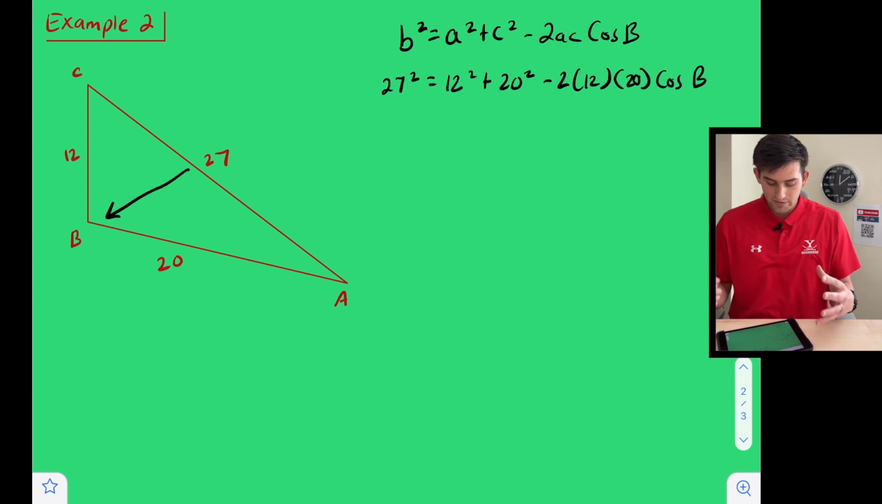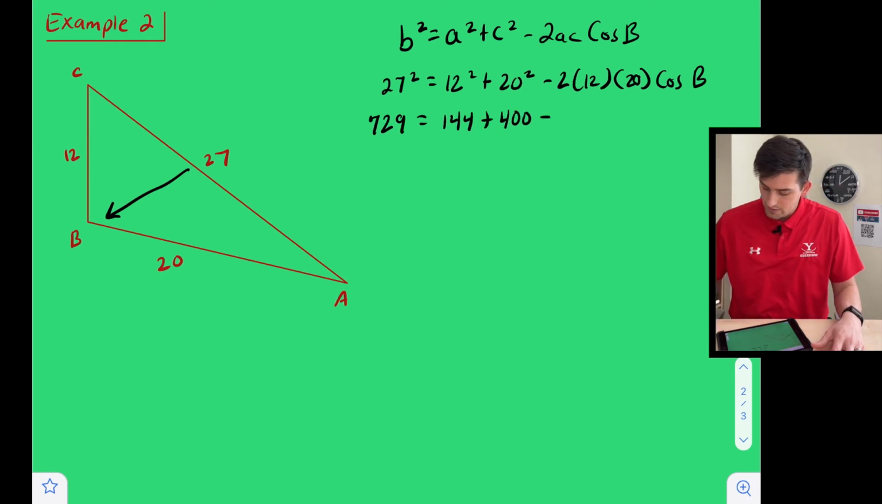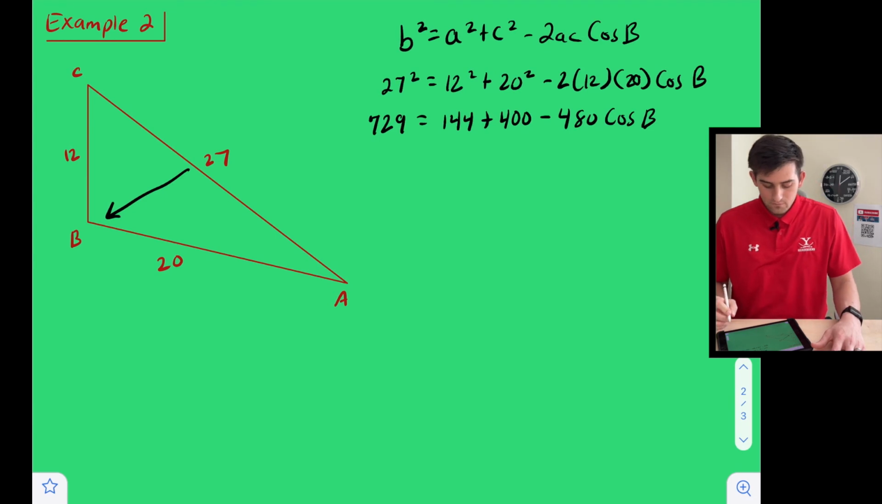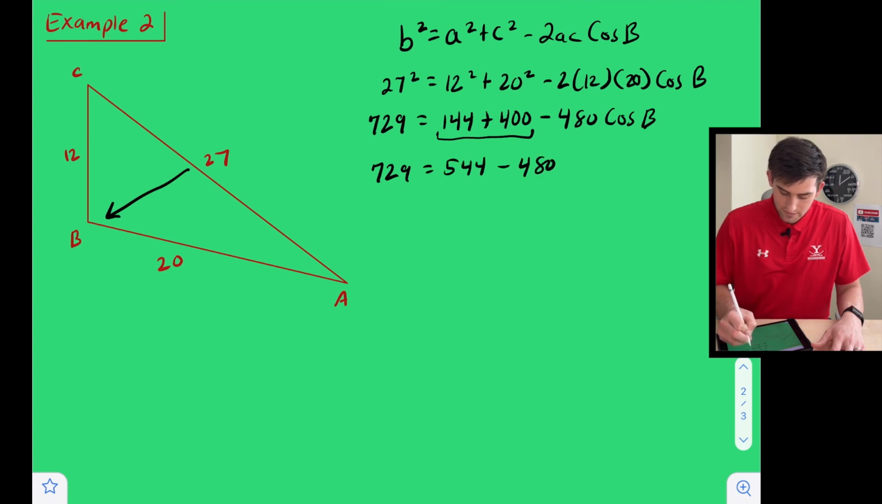Now let's simplify this a little bit. We can do 27 squared to get 729. 12 squared is 144. 20 squared is 400. And then we can do 2 times 12 times 20. We get 480 cosine of B. Now let's add 144 and 400. So now we have 729 equals 544 minus 480 cosine of B.